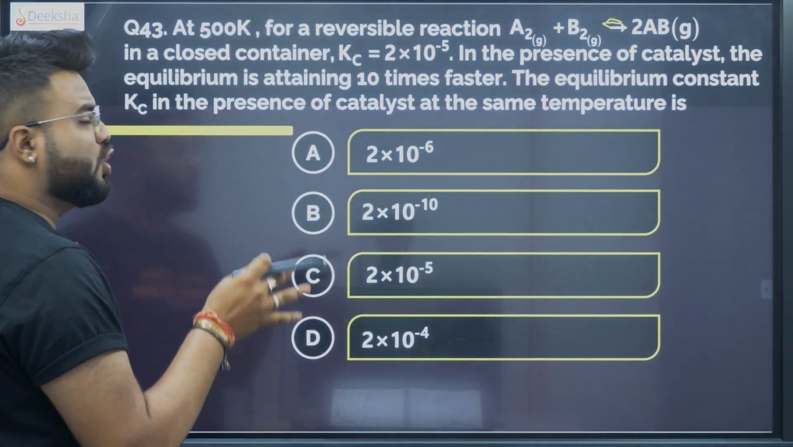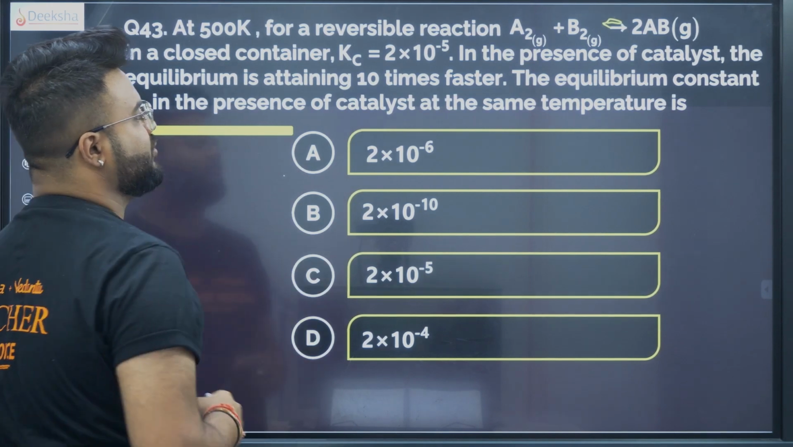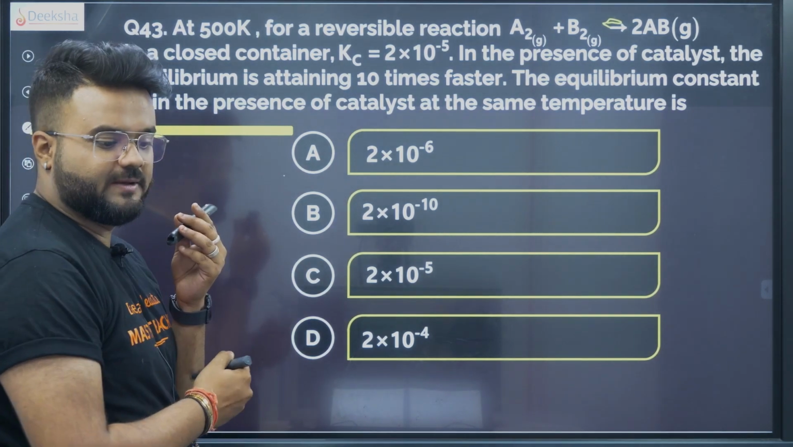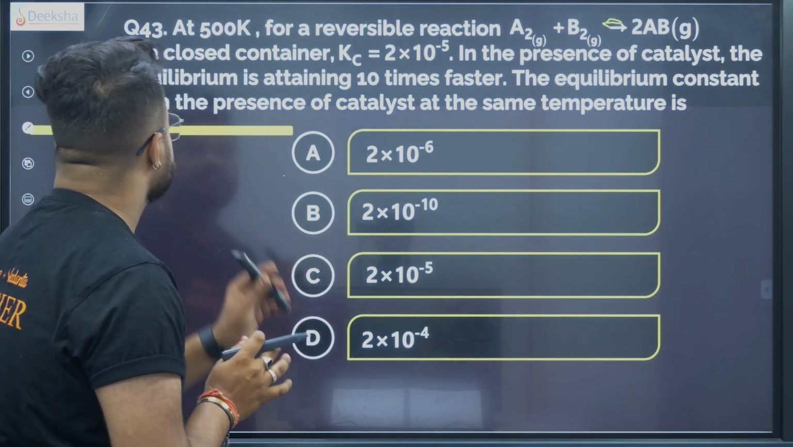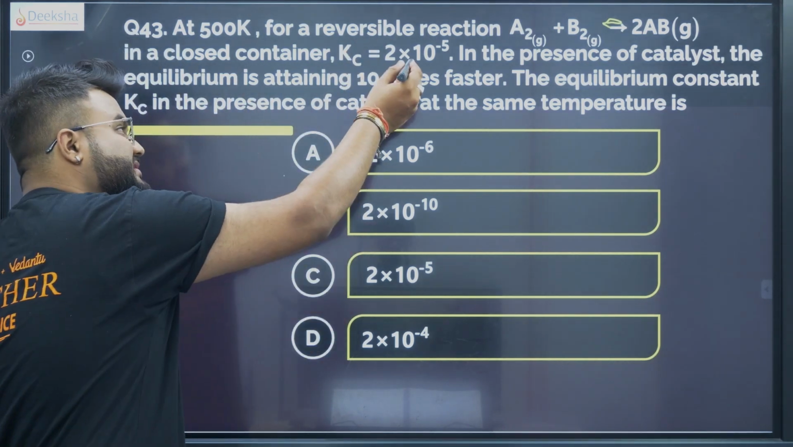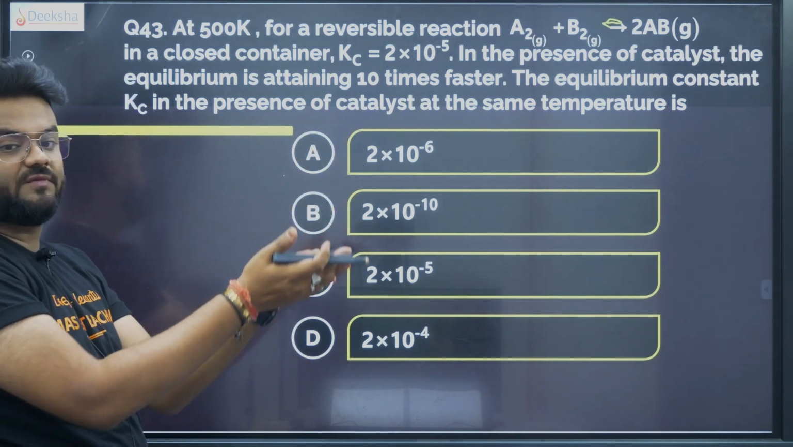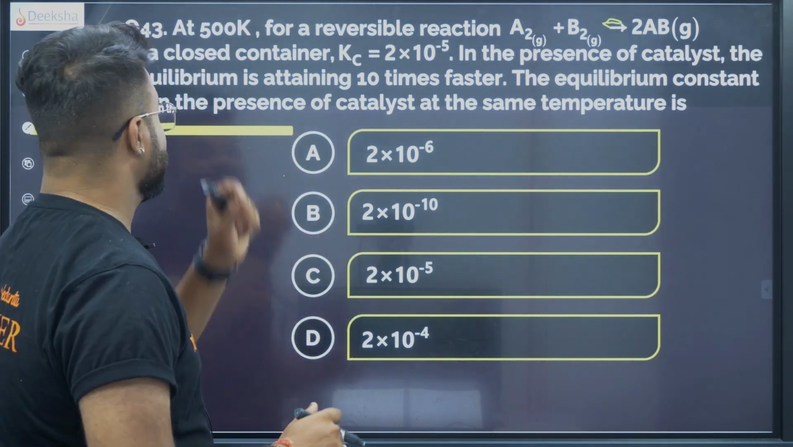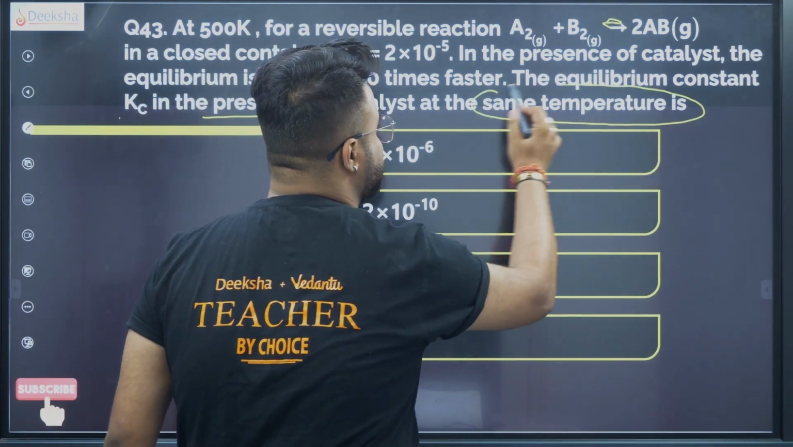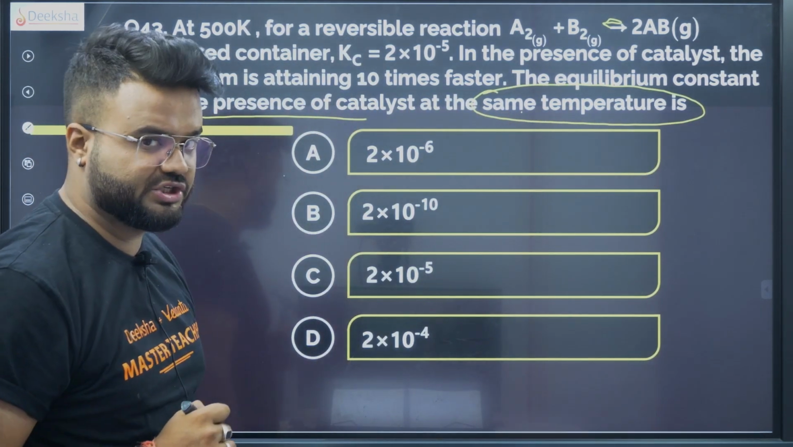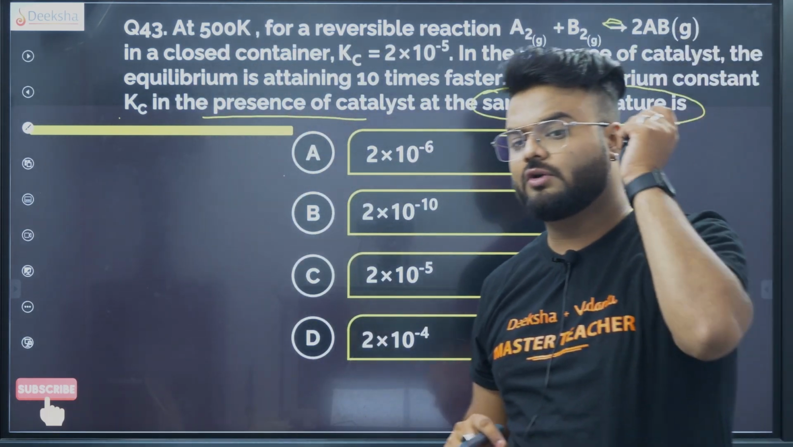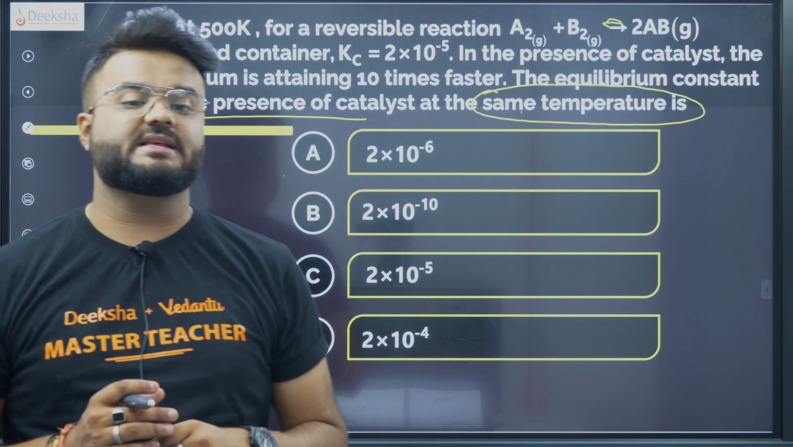It is a closed container and the equilibrium constant Kc is 2 into 10 to the power of minus 5. In the presence of a catalyst, the equilibrium is attained 10 times faster. What is the equilibrium constant Kc in the presence of catalyst at the same temperature? What will be the correct answer? Here you don't have to solve; if you use one trick, your correct answer will be there.